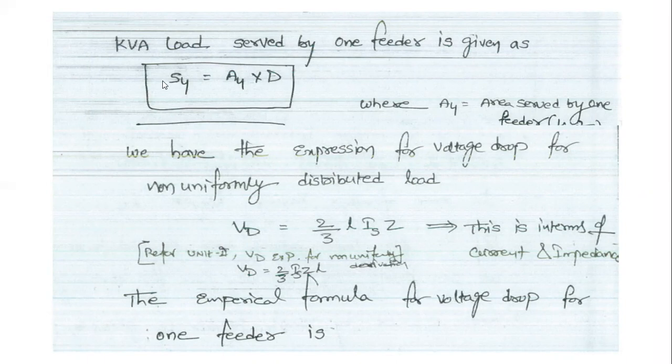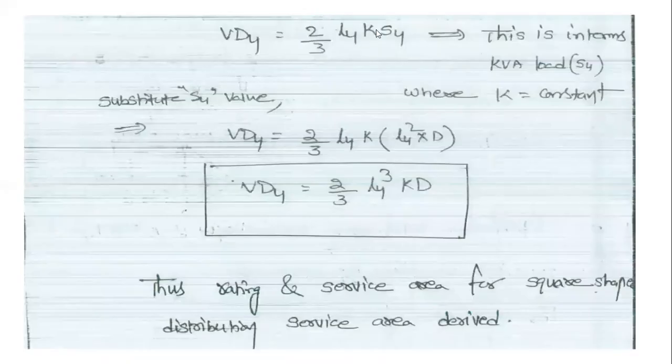By using that power, we calculate the voltage drop. Power is equal to A4 into D. Then we calculate the voltage drop. This is the fixed formula that is derived for distribution lines: VD is equal to 2 by 3 L into IS into Z, where IS into Z is considered as the power. Therefore, VD4 is equal to 2 by 3 L4 into K into S4, where K is the constant.